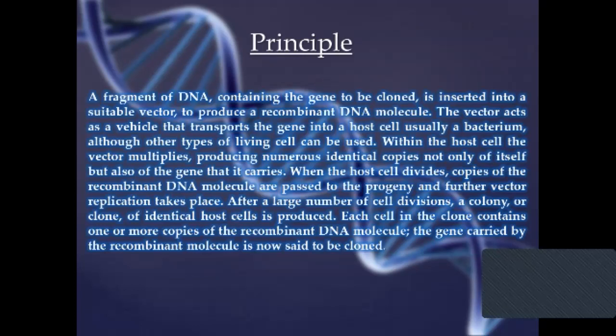that it carries. When the host cell divides, copies of the recombinant DNA molecule are passed to the progeny and further vector replication takes place. After a large number of cell divisions, a colony or clone of identical host cells is produced. Each cell in the clone contains one or more copies of the recombinant DNA molecule. The gene carried by the recombinant molecule is now said to be cloned.